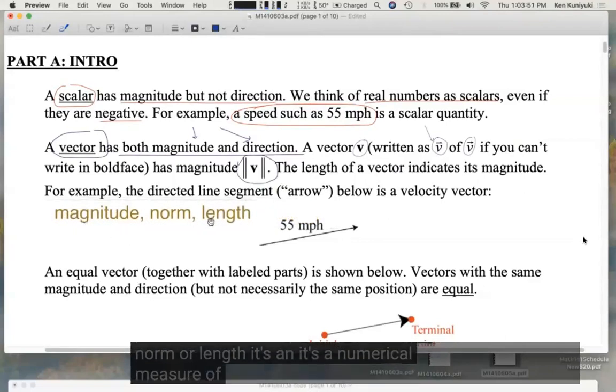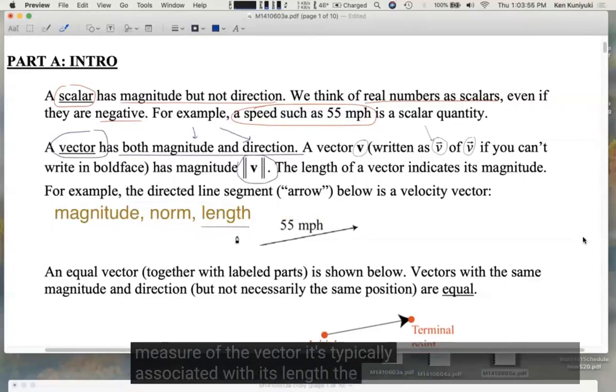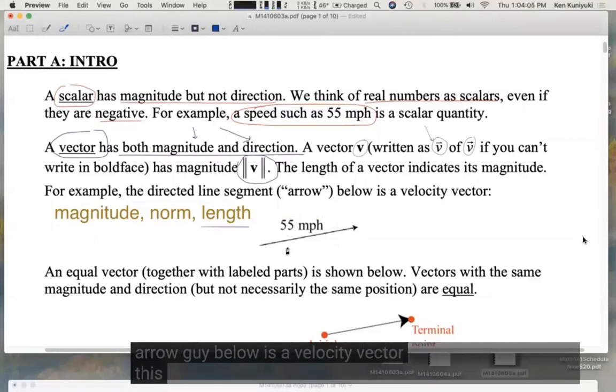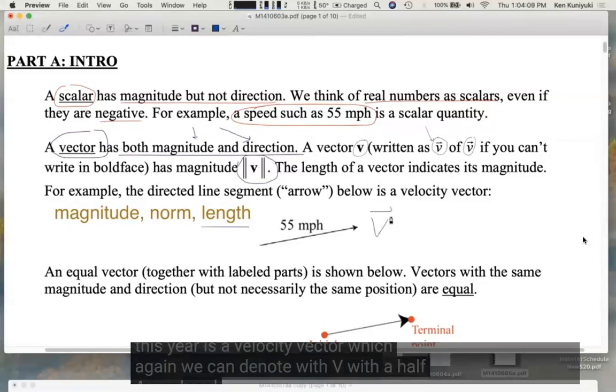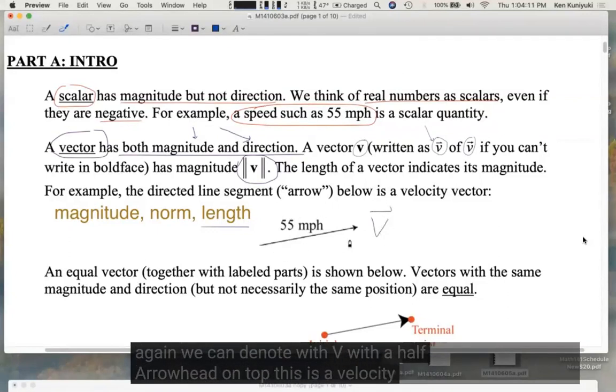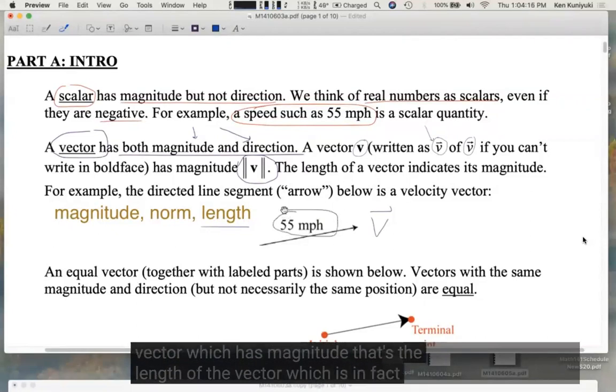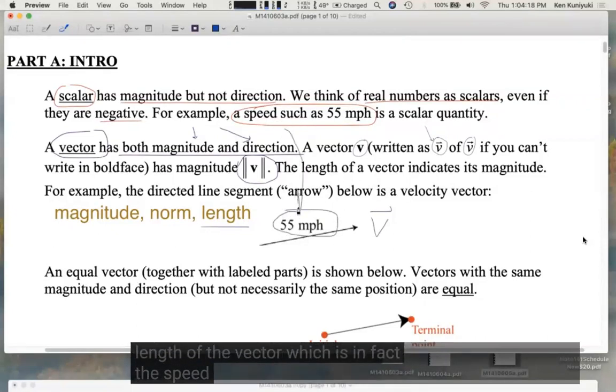It's a numerical measure of the vector. It's typically associated with its length. The length of a vector indicates its magnitude. For example, the directed line segment, this arrow below, is a velocity vector, which we can denote with V with a half arrowhead on top. This velocity vector has magnitude. That's the length of the vector, which is in fact the speed. The magnitude of velocity is the speed.